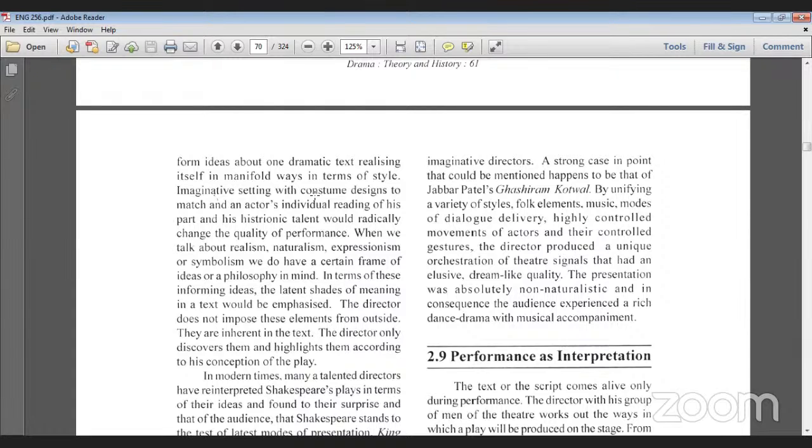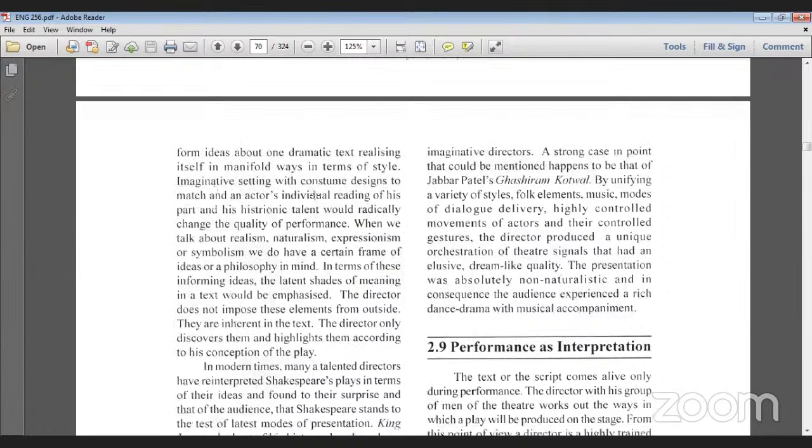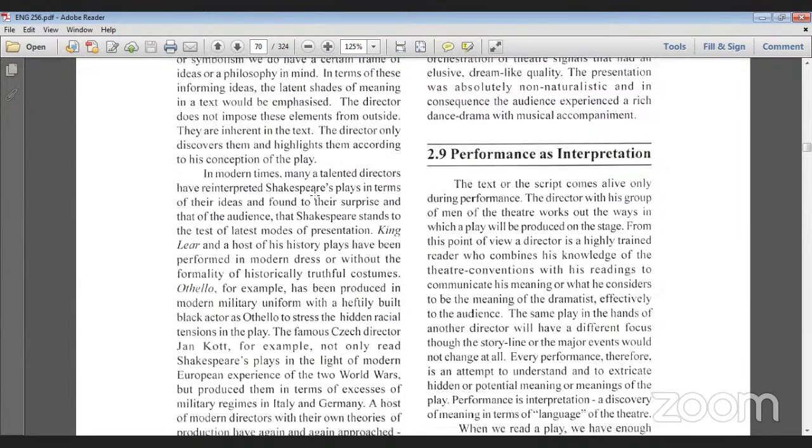Okay, see, now here is a performance of an interpretation. Now here the text of the script.